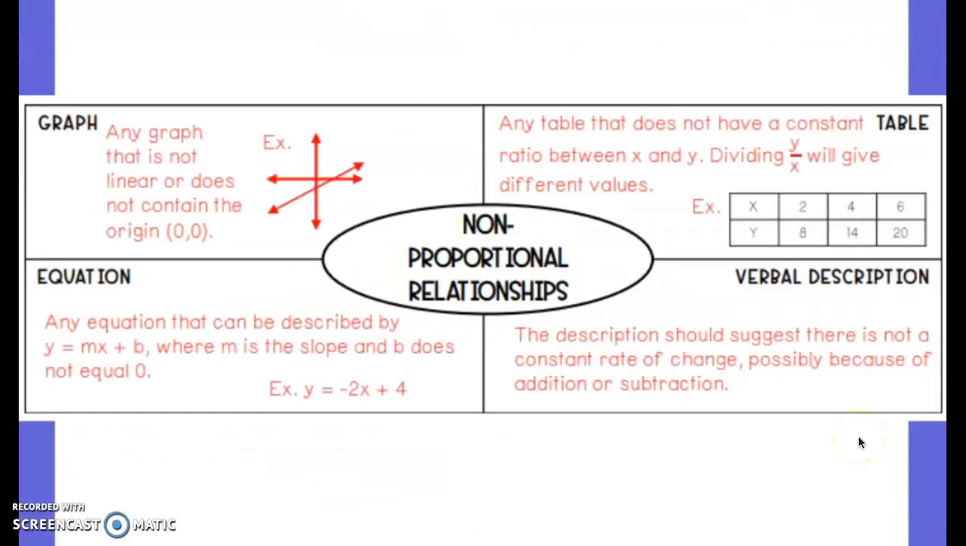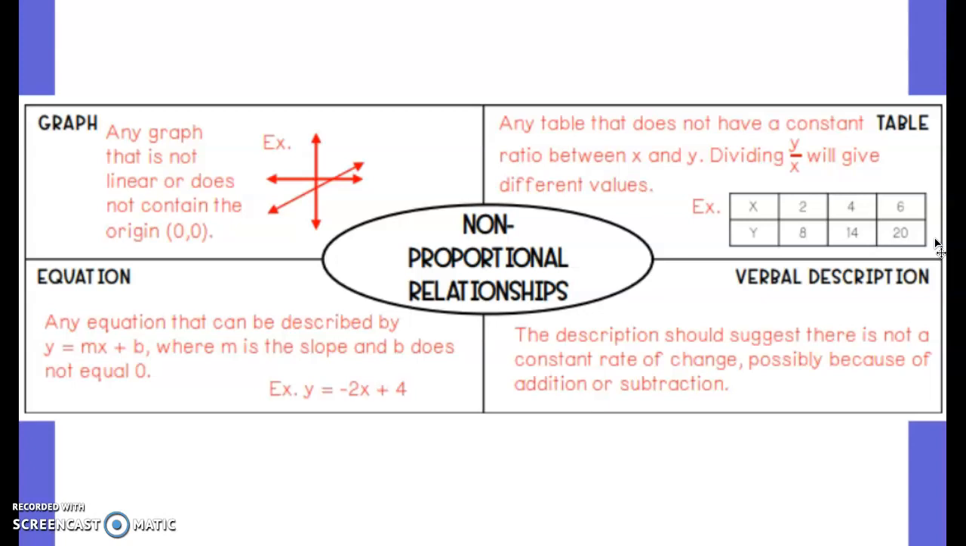Now, with non-proportional relationships, in a graph, it can still be a straight line, but it's not going to go through the origin, which is not proportional. It can go through the origin, but it's not a straight line. It's also non-proportional. Any table that does not have a constant ratio between x and y, dividing y by x will be different values. Each time they're giving you a table, you need to go ahead and divide all the given numbers. As soon as the answer is not constant, it's not the same number, it is non-proportional.